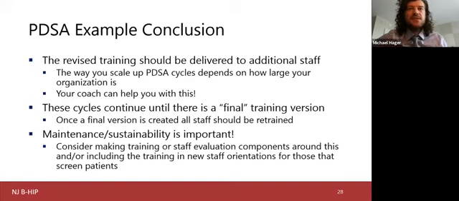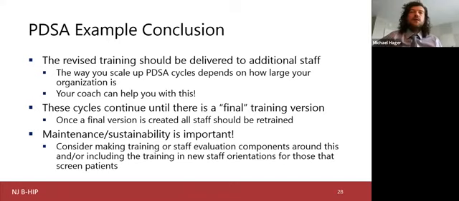The cycles continue until there is a final training version, and at which time that we have a final training version, we put that aside and we train everyone with that final version. And lastly, I've already said this a couple times, but the maintenance and sustainability of what we do in quality is important. So whether that's a training, you need to find ways to sustain that training. If there's a policy procedure change, you need to find a way to sustain people's following that policy and procedure.